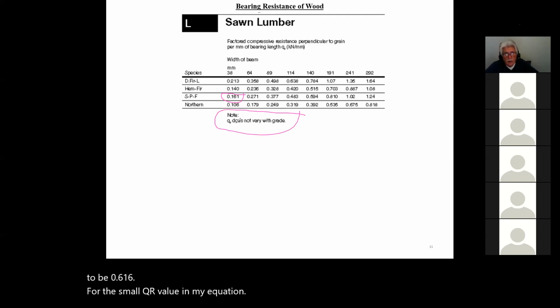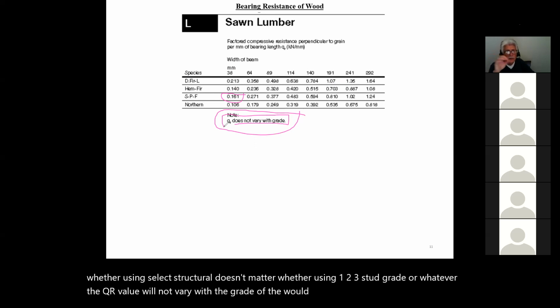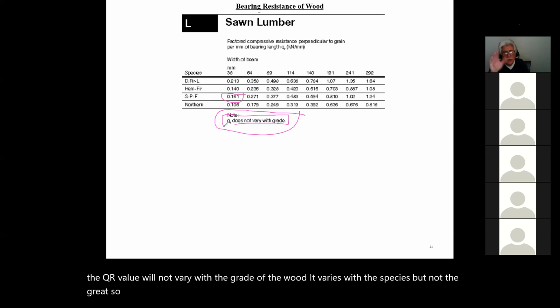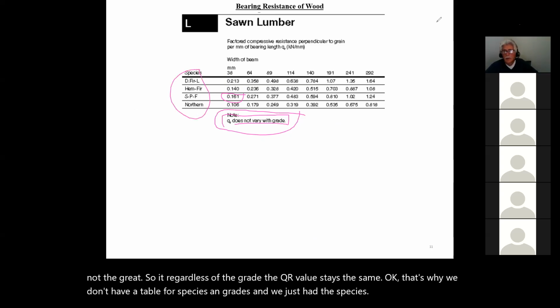Now, here it says that the QR value does not vary with grade. So it doesn't matter whether you're using select structural, number 1, number 2, number 3, stud grade, or whatever, the QR value will not vary with the grade of the wood. It varies with the species, but not the grade. So regardless of the grade, the QR value stays the same. That's why we don't have a table for species and grades, and we just have the species. We don't have the grade.